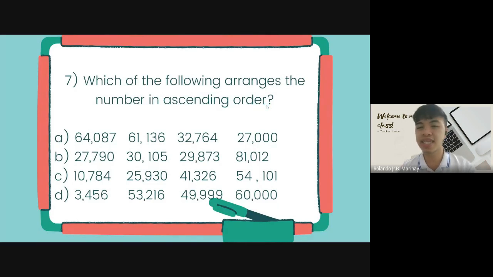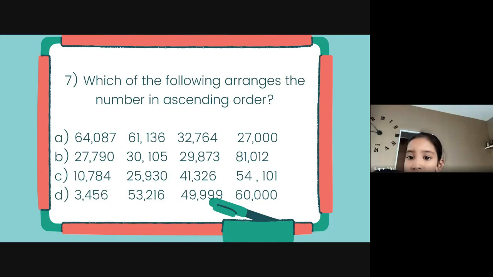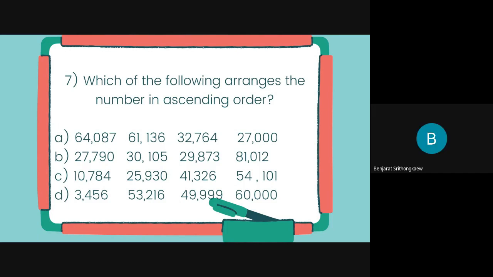What is ascending order? From the smallest number to the biggest number. What is that? A, B, C, or D? Smallest to the biggest.